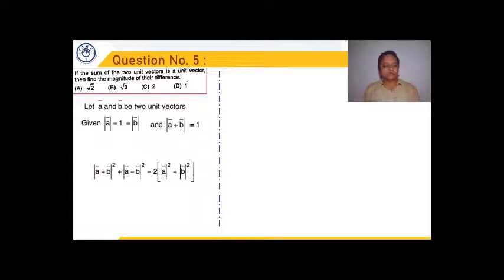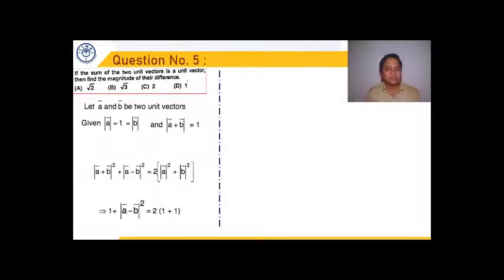So if we use this result, modulus of A plus B whole squared plus modulus of A minus B whole squared is equal to twice of modulus of A squared plus modulus of B squared. Now we have the value of modulus A, that is 1. We have the value of modulus B, that is 1. We have the value of modulus A plus B, that is also 1. And we require the value of the modulus of A minus B. So out of 4 parts written in the equation, 3 parts we know, and we wish to find the 4th part. So we just substitute back the values.